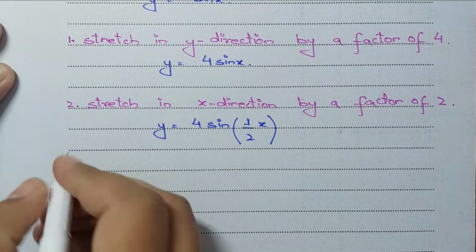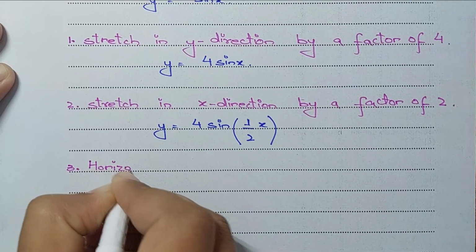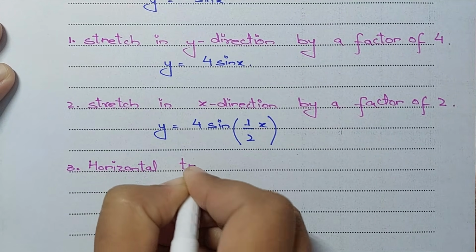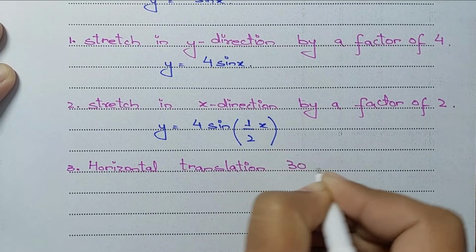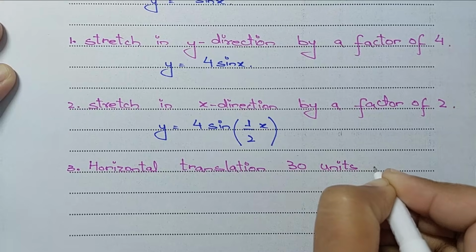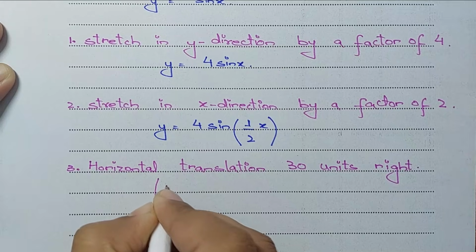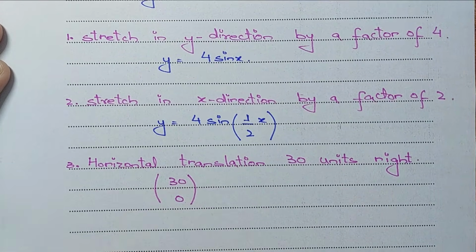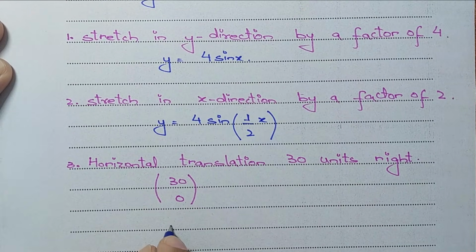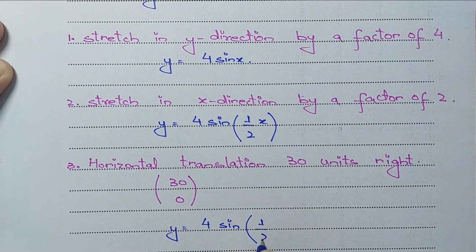The third transformation is horizontal translation 30 units right. So the matrix is 30 and 0. There is no vertical translation. The horizontal translation is just 30. So we can write this down: y equals 4 sine 1 over 2x subtract 30 degrees.